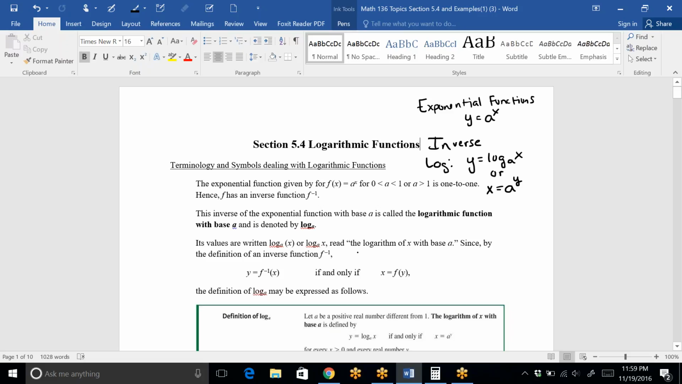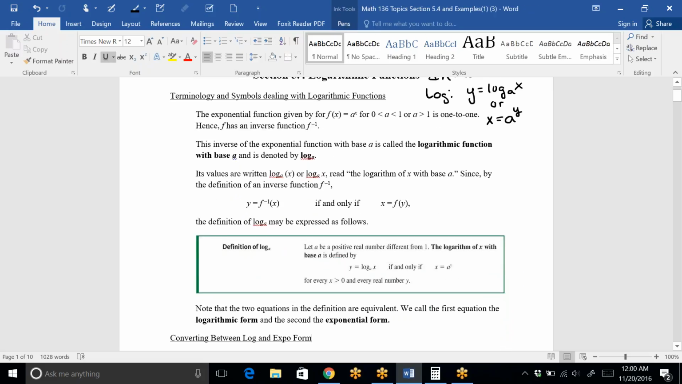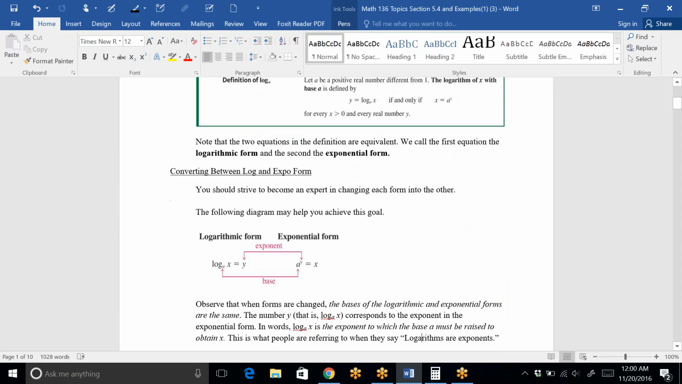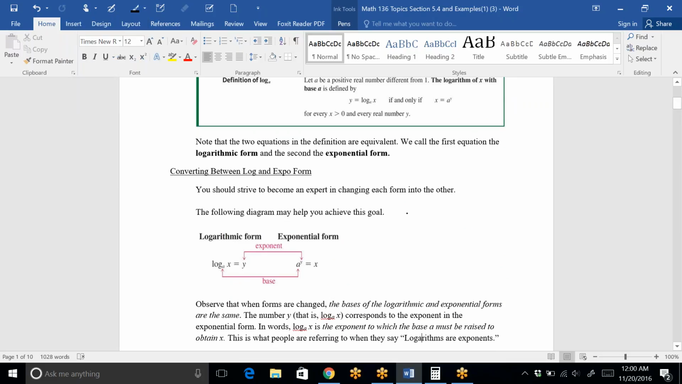So essentially, the biggest thing you need to know from section 5.4 is how to convert between log and exponential form, and then how to graph a few logs. You really should strive to become an expert in changing between the formats. So I'm going to show you, if you're going from a log to an exponential, so this is from log to exponential.